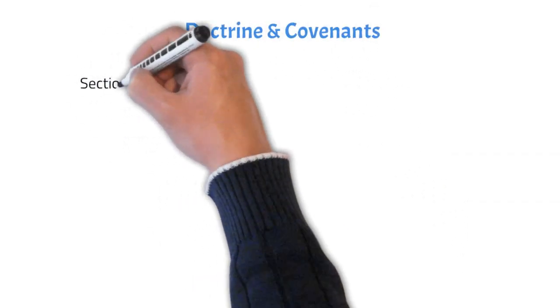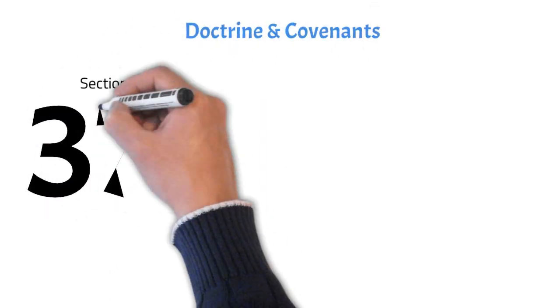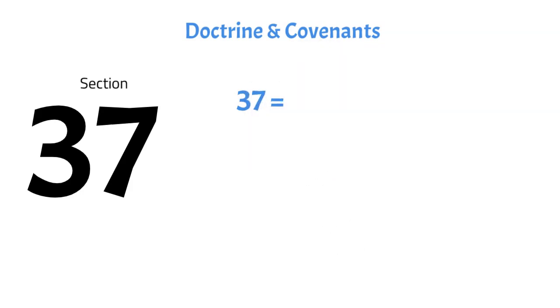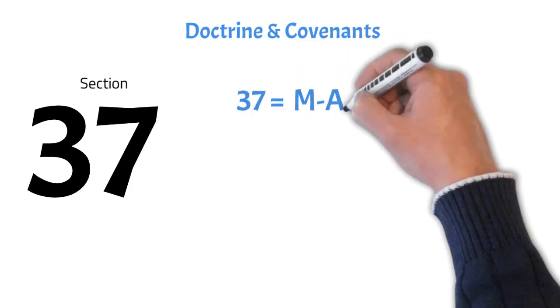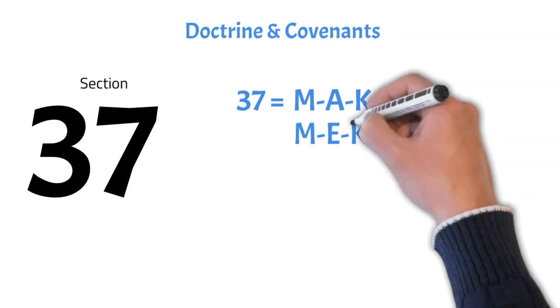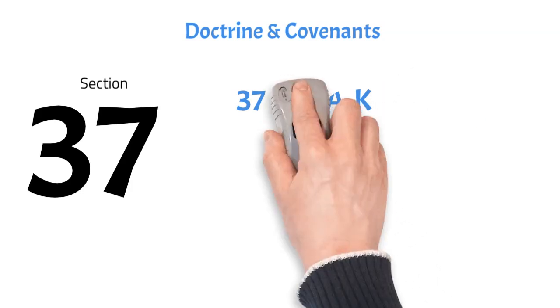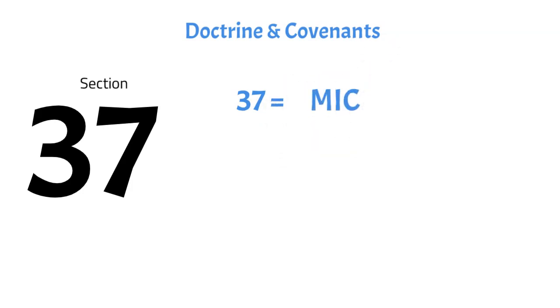Let's put the translation system to work. The number 37 is an M and a K with a vowel between. M-A-K, M-E-K, M-I-K, there it is. Mic, as in microphone. Remember, it's phonetic. If it sounds like a K, then it counts as a 7.